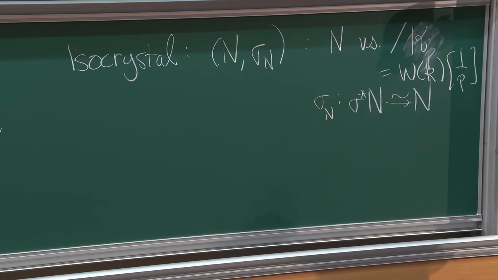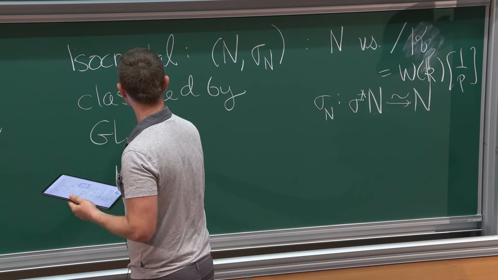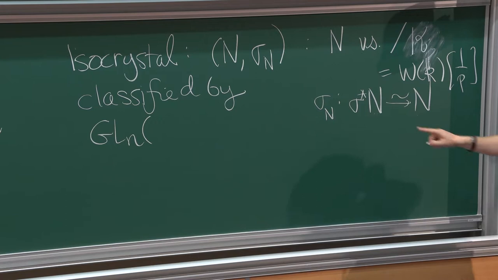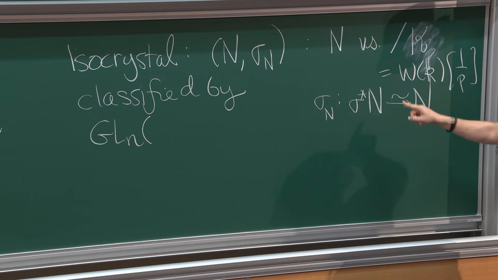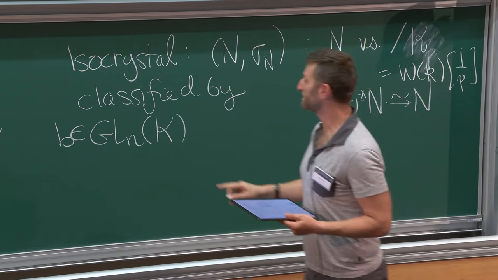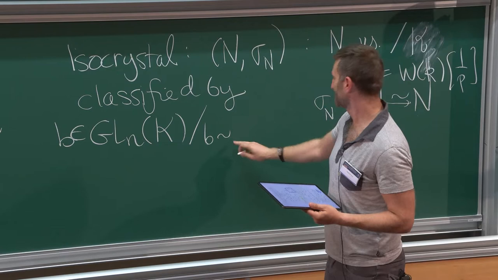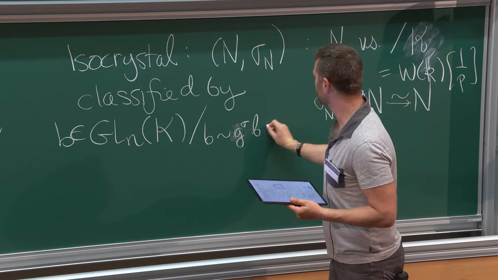So isocrystals are classified, if I wanted to classify isocrystals, I could say, well, write down a basis for N as a k-vector space, and then tell me how sigma_N acts on that basis. The result would be a matrix. So that matrix, I'll call it B. But then, of course, changing the basis changes what B is, and what it does to B is it changes it by something which is sigma conjugate. So I will say that B is equivalent to, let's say, G sigma(B) G inverse. This is the equivalence relation I want to mod out by.